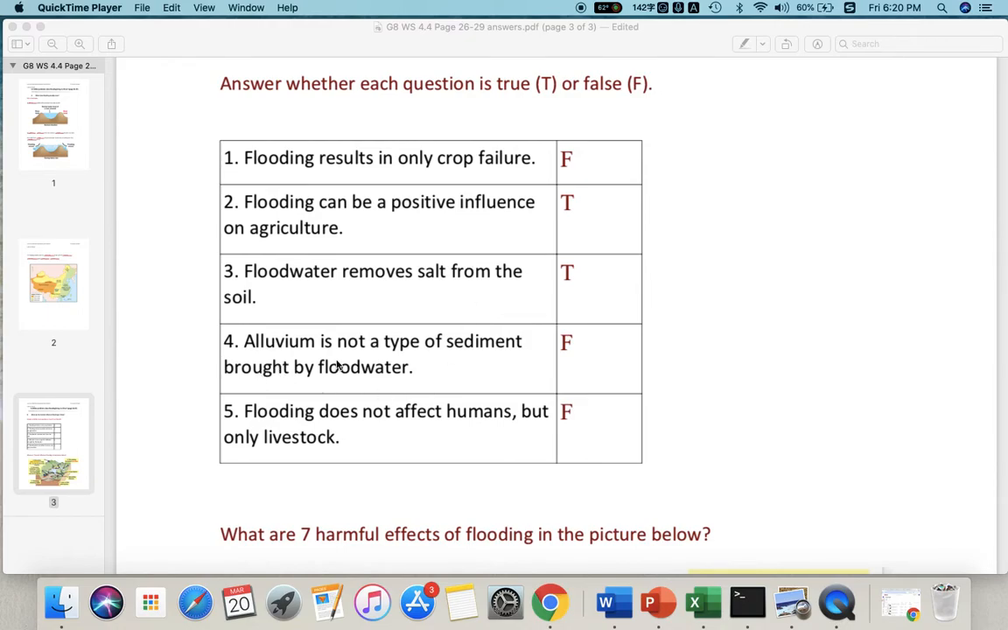And number 4, alluvium is not a type of sediment brought by floodwater. Of course, it's false. Some of you said it's true. It is actually a type of sediment brought by floodwater. That is also mentioned in the pink box, on the second line: floodwater may bring sediment known as alluvium. And for number 5, flooding does not affect humans but only livestock. This is of course wrong. Not only livestock, humans will be affected too.